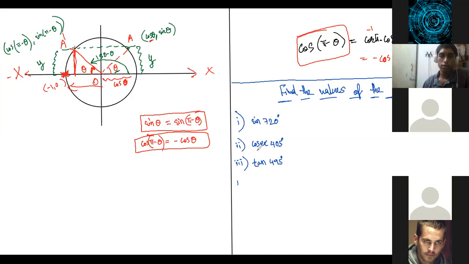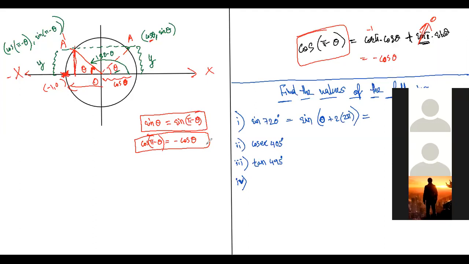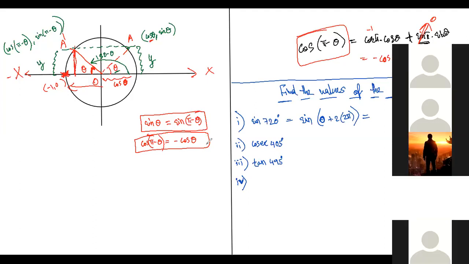What is the first answer? Sir, first answer is 0. How? Sir, sin(theta plus 2 pi). You can write this as sin(0 plus 2 pi). Sorry, 4 pi. Yes, sir, 4 pi. I was thinking about 2 into 360 degrees. So, is everyone understanding? Arpita, are you understanding? Is she there? New kids, Ayush, Arpita, Anish, you guys are able to catch it?